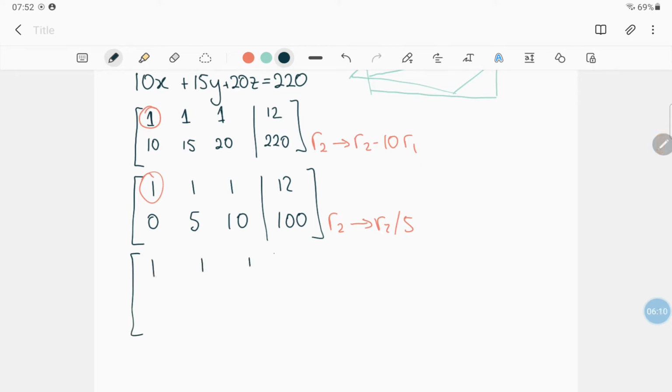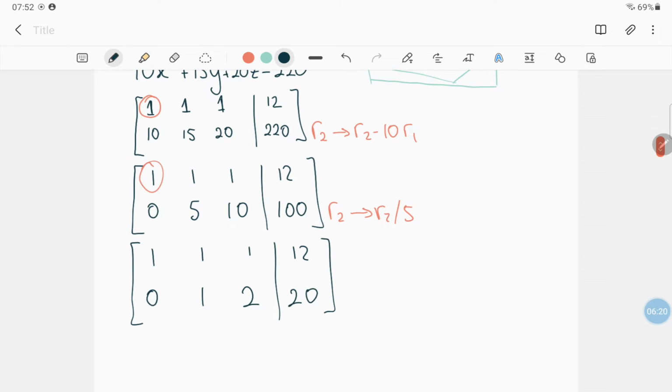So first row is done. 0 divided by 5 is 0, 5 divided by 5 is 1, 10 divided by 5 is 2, 100 divided by 5 is 20. Okay, and now we are in the reduced form because you've got this step business going on and you have your leading pivots.